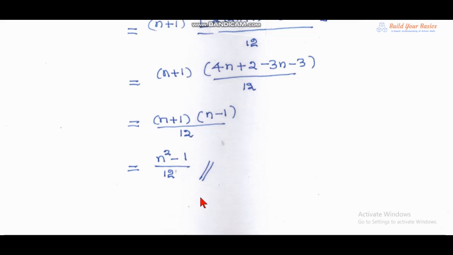So the variance of the first n natural numbers is n squared minus 1 divided by 12. Then the standard deviation would be square root of n squared minus 1 divided by 12. That's all.